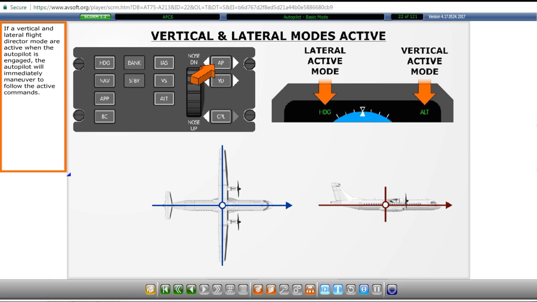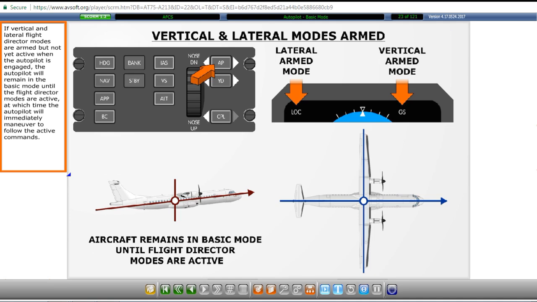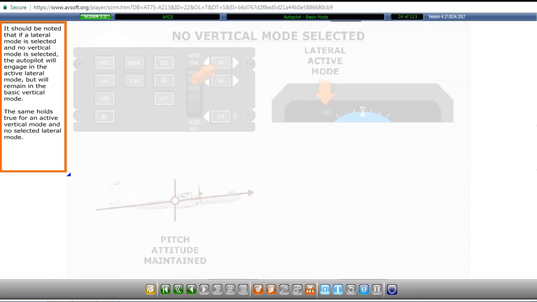If a vertical and lateral flight director mode are active when the autopilot is engaged, the autopilot will immediately maneuver to follow the active commands. If vertical and lateral flight director modes are armed but not yet active when the autopilot is engaged, the autopilot will remain in the basic mode until the flight director modes are active, at which time the autopilot will immediately maneuver to follow the active commands.